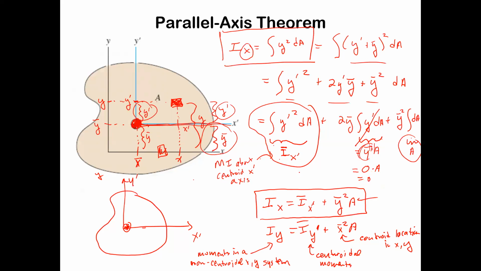So that gives us these two terms, this one and this one, which is the parallel axis theorem, which says if you know the moment of inertia in a non-centroidal xy system, it's the moment of inertia about the centroid of the body, plus some shift based on how far you're moving it. This is sort of a delta y, how far you're shifting the axis from one to the other. This is a delta x.